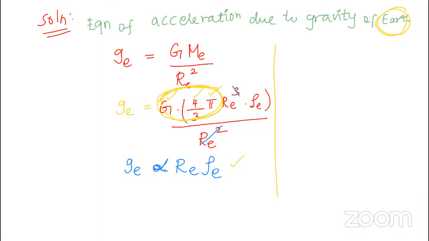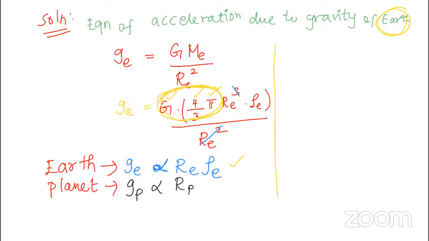Now we have this format. Similarly, we have to write the expression for the planet also. This is only for Earth; for the planet we have to write the relation similarly, that is g_P is proportional to R_P into rho_P.